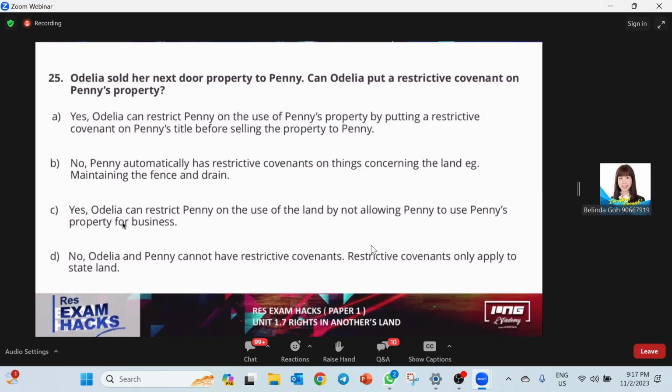Okay. For this type of question, when you are attempting your RES and SAM, use the elimination method. Strike out the answers that are not possible. You just strike them out and cancel, and you will be left with one or two choices. Then you decide which one. Right. Think carefully, because the RES questions these days are very, very tricky.